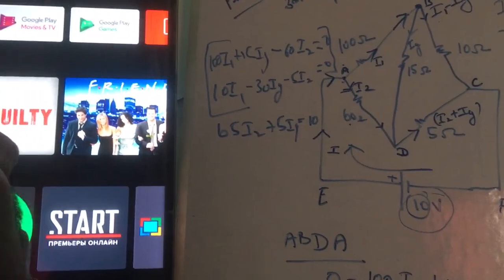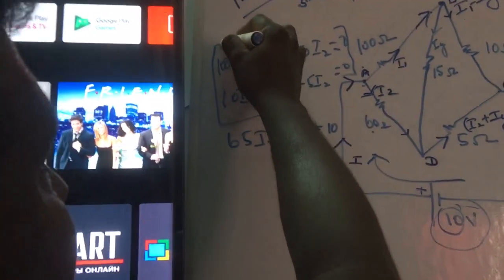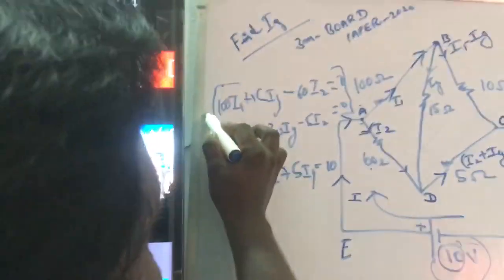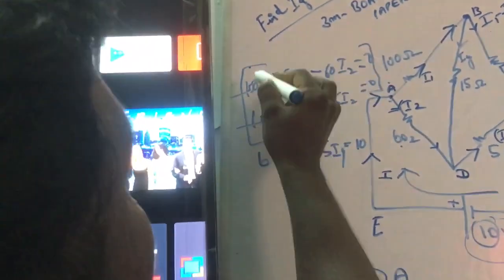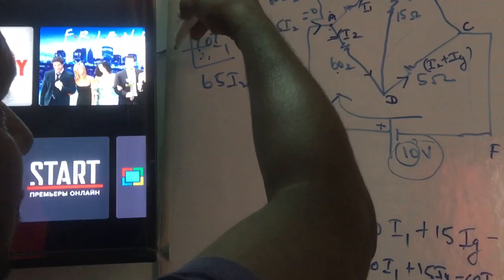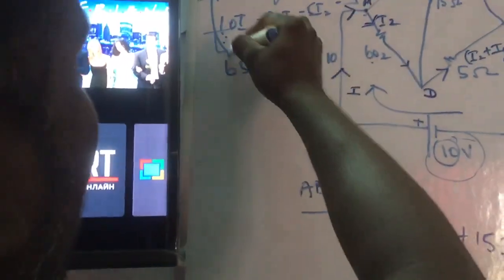And what you can do is eliminate I1. That would be better. Why? I will tell you. For example, here it is going to be 100 I1, here it is 10 I1. Multiply the second equation by 10, so it becomes 100 I1. Then if you just add it up, you can eliminate I1.